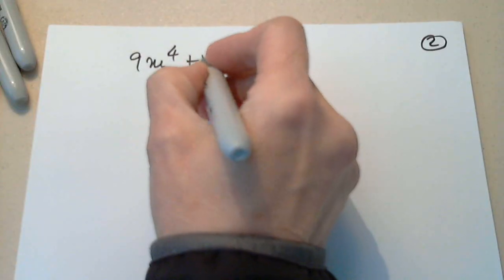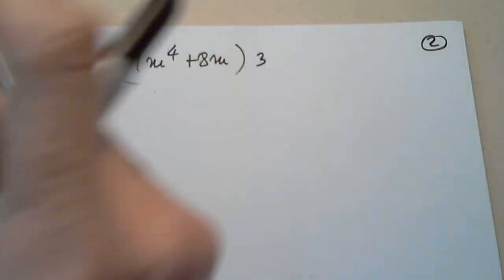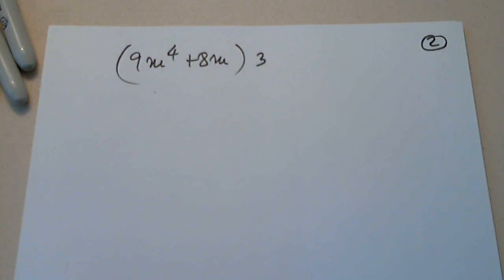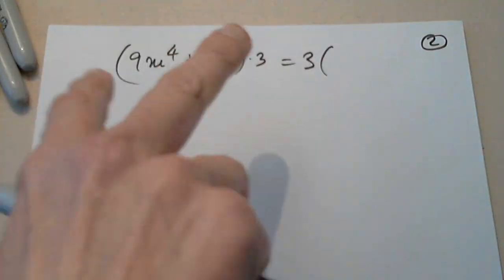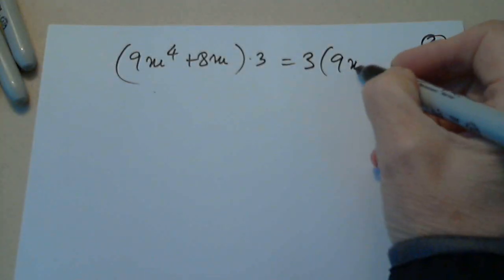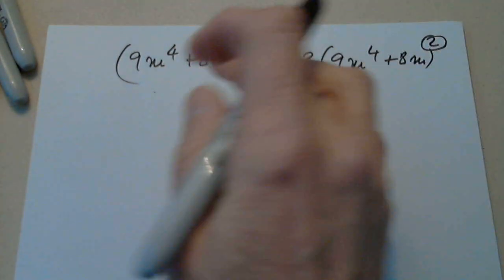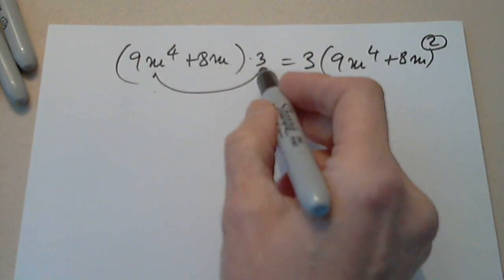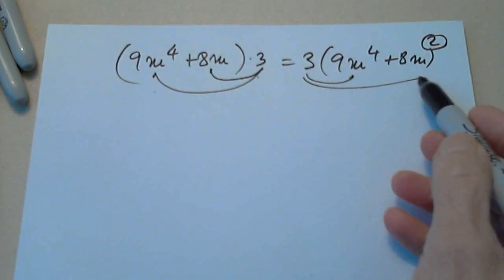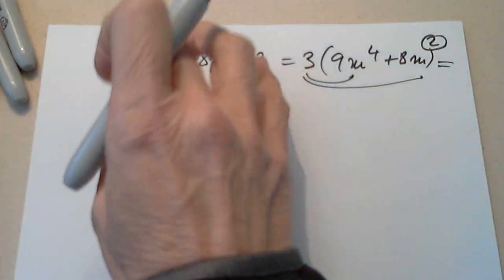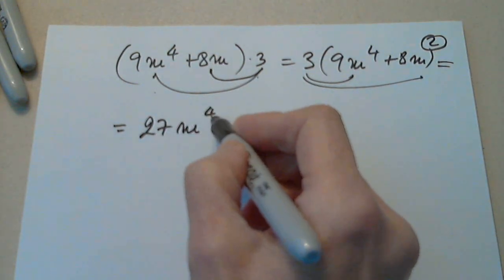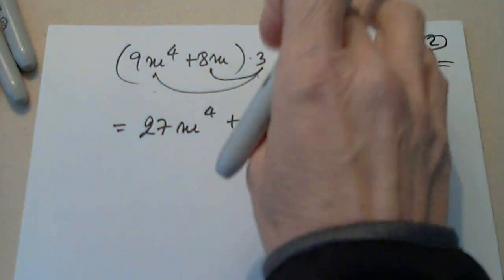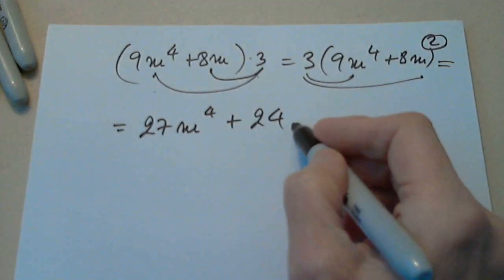So this is 9m to the fourth plus 8m, which is not the way we write it. We don't put a constant at the end. This is the same thing, as we know, multiplication is commutative. 9m to the fourth plus 8m. It's not a mistake. But I have to distribute either this way or this way. The answer will be the same. 9m to the fourth times 3 is 27m to the fourth plus 3 times 8 is 24m.